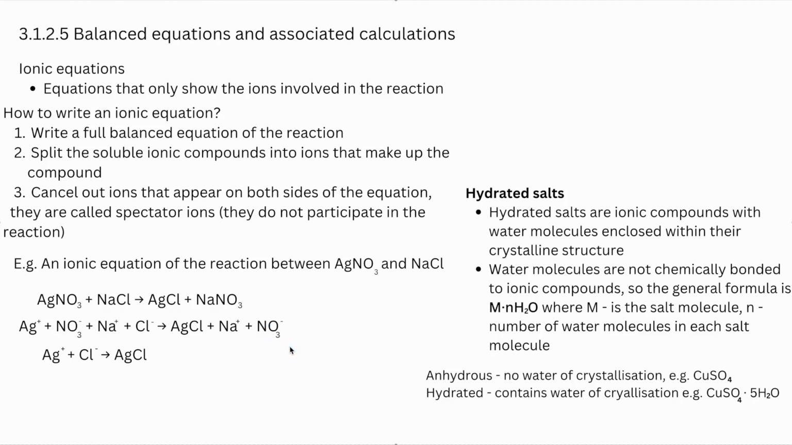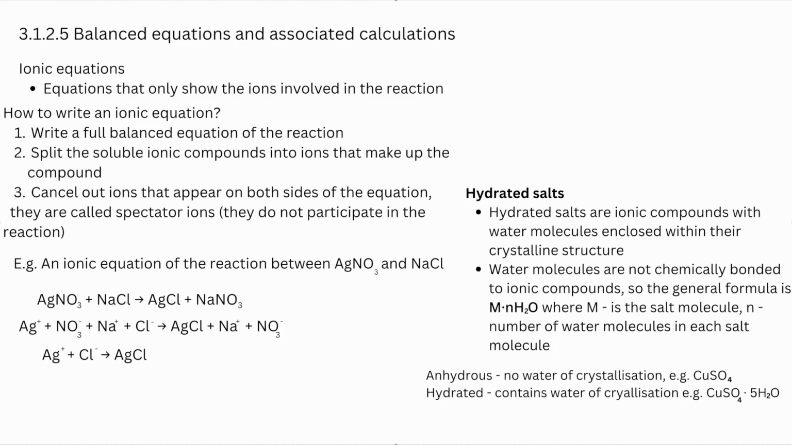Third step, cancel out the species that appear on both sides of the equation. Sodium ion appears on both sides, nitrate ion appears on both sides, so they are cancelled out. We end up with Ag+ and Cl- react to form AgCl, which is the ionic equation for this reaction.